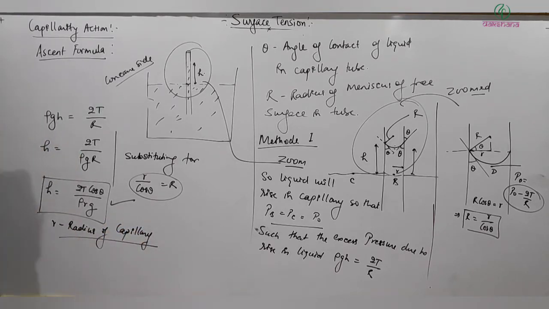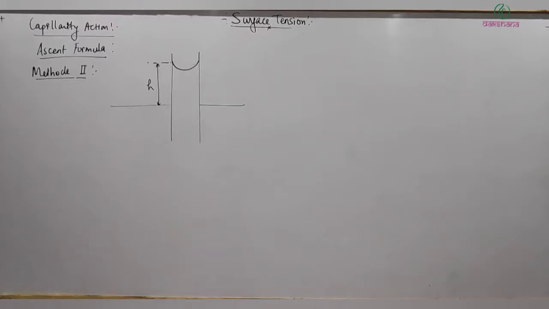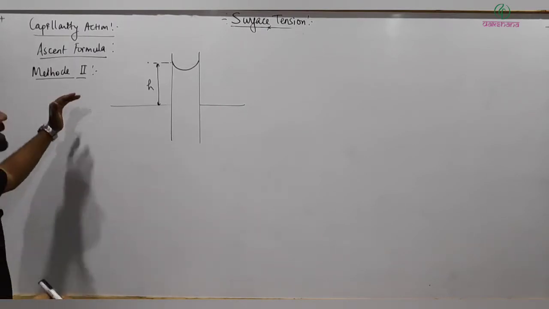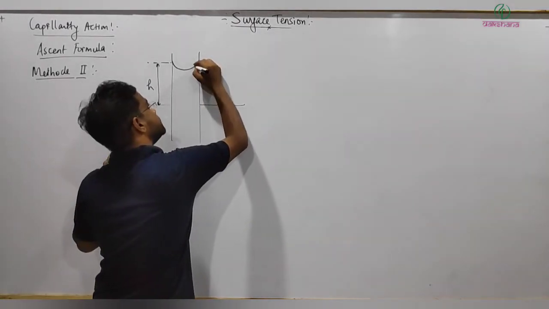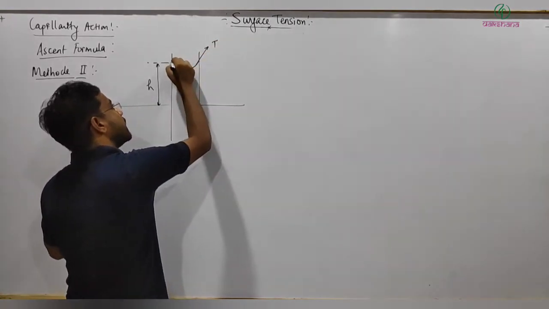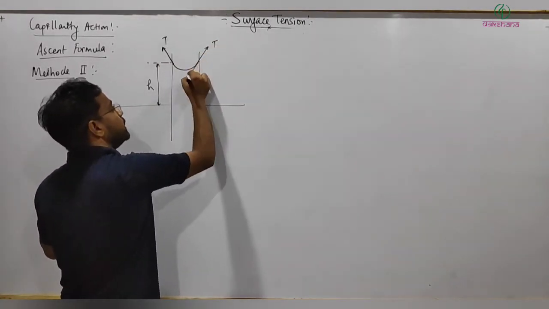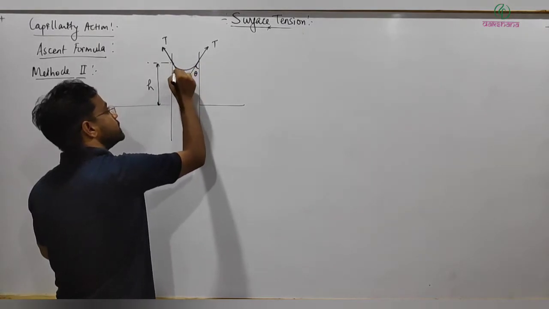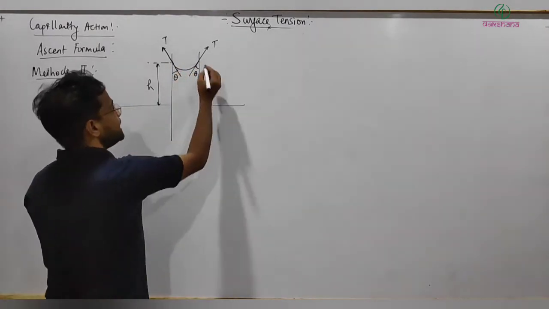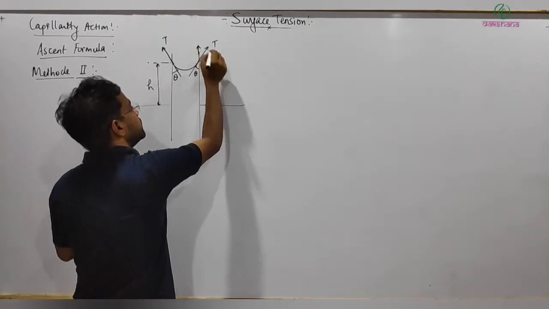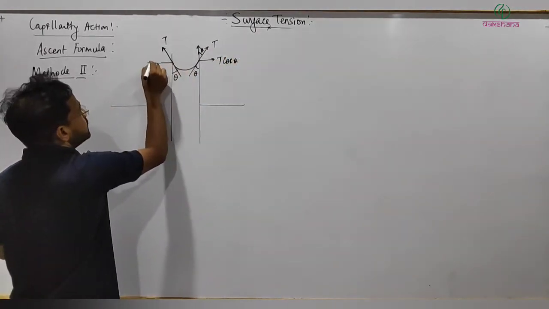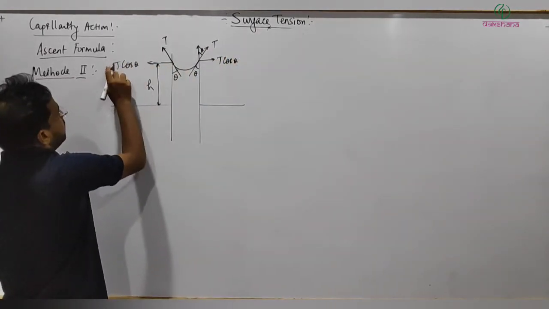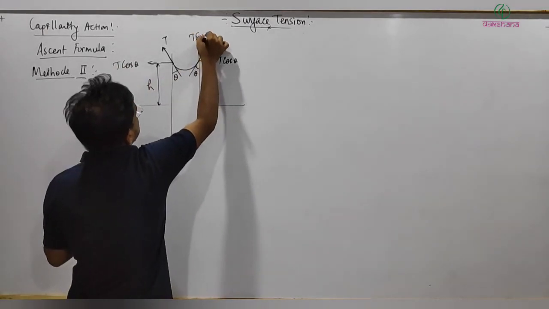Let me explain the same relation, the same formula, with a different method. Another way to understand this ascent formula, the height h, is to see that the surface tension force will be acting this way and this way, and the angle of contact is theta. If I resolve this surface tension force T, then there will be T cos theta here, and here also T cos theta. On the upward side it will be T sin theta.